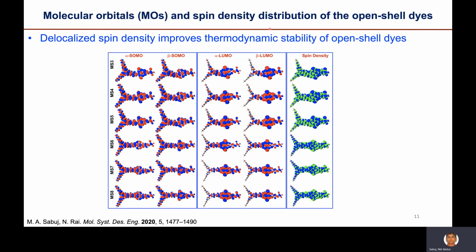In the case of the open shell dye, the singly occupied molecular orbitals are delocalized over the whole backbone of the molecules, which ensures the thermodynamic stability of the open shell dyes. Also, the spin density distribution indicates the unpaired electrons are delocalized over the whole pi framework, which will also increase the stability of the open shell dyes.